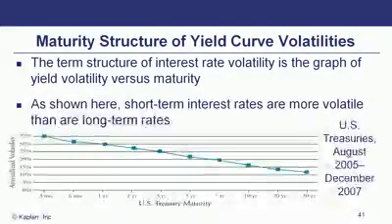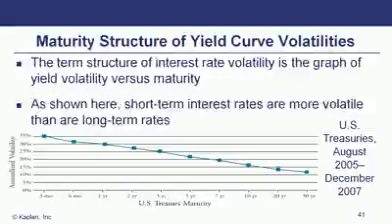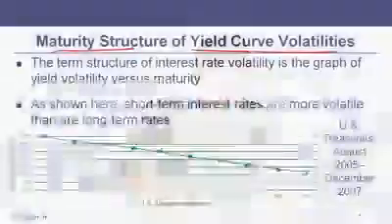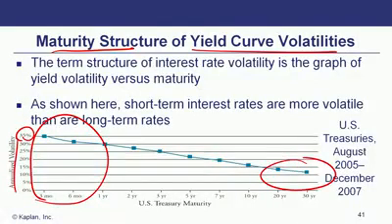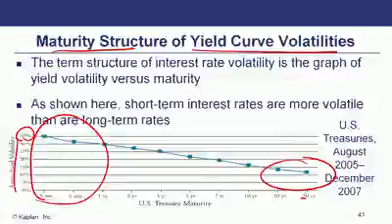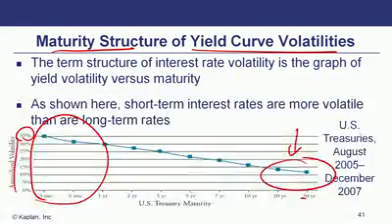What about the maturity structure of yield curve volatility? Now that's a mouthful. Maturity structure of yield curve volatilities. And the point they're trying to make here is that, look, if you're looking at short-term rates down here, this is annualized volatility, short-term rates are very volatile. But if you look at long-term rates, so this is 30 years, well, long-term rates are not nearly as volatile as short-term rates. So while the duration is higher here than it is here, right? Longer-term bonds have more price risk.